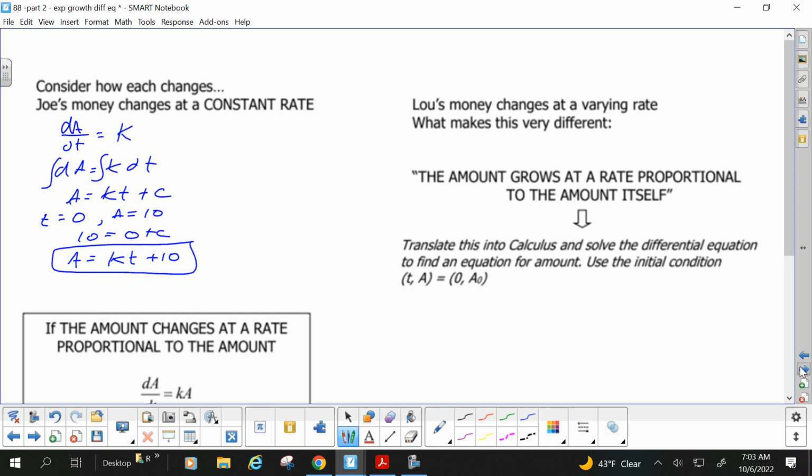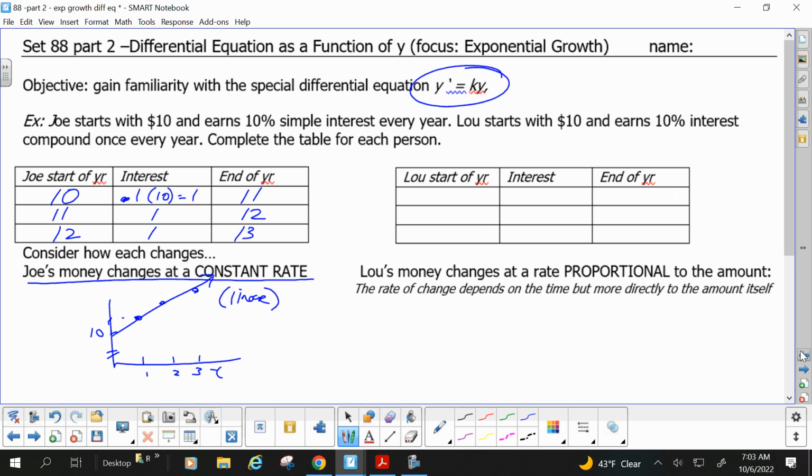Better, though, is the exponential side. Lou gets compounded interest. So the first year is 10% of 10, which is $1. So far the same. But in the second year, Lou will get 10% of 11, which is 1.1. And so after year 2, Lou will have $12.10.